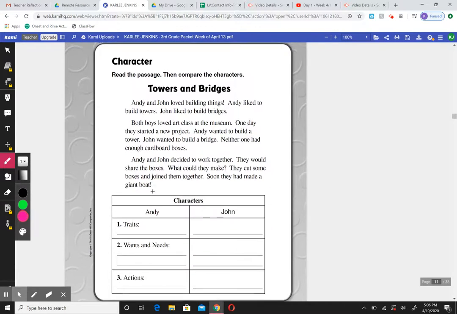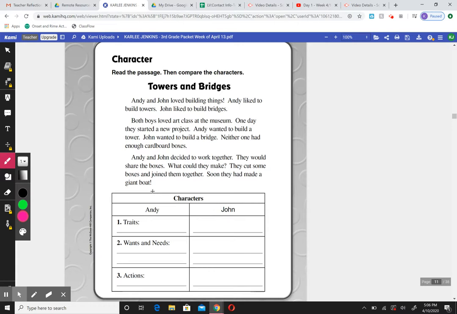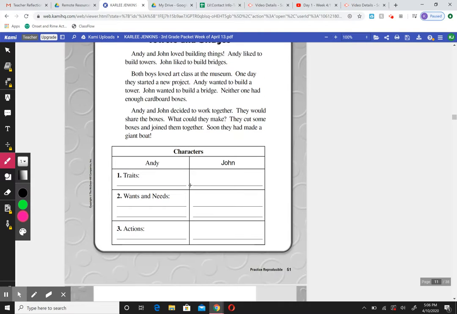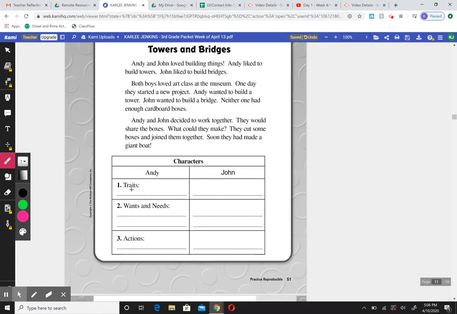So, next passage. This one is called Towers and Bridges. So we are reading the passage and then we're comparing the characters. So Andy, his traits, things about him. He was nice. He liked cars, just random things. These are just things I'm making up, but traits are like that. He's friendly. He's funny. So John, you'd write things about John too.